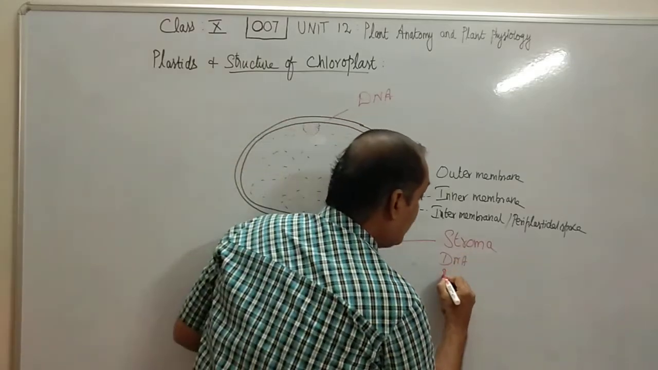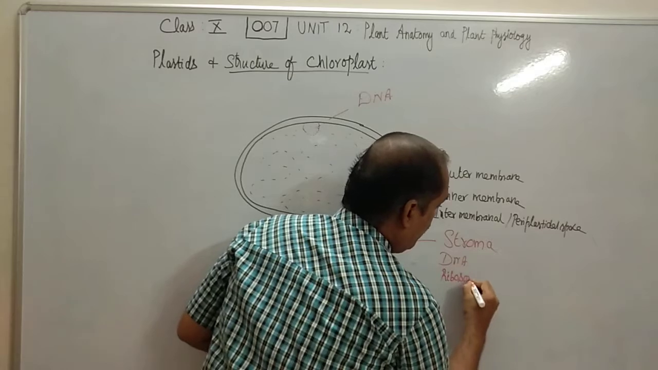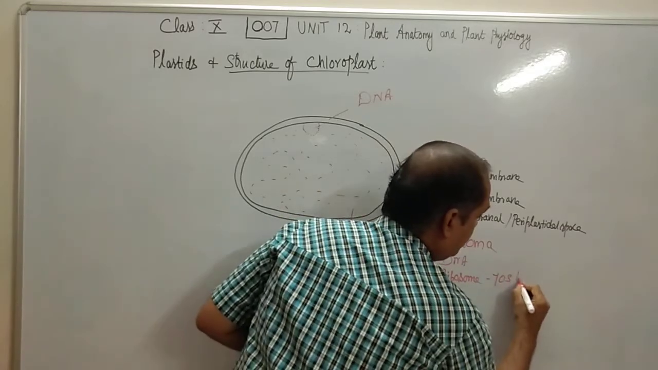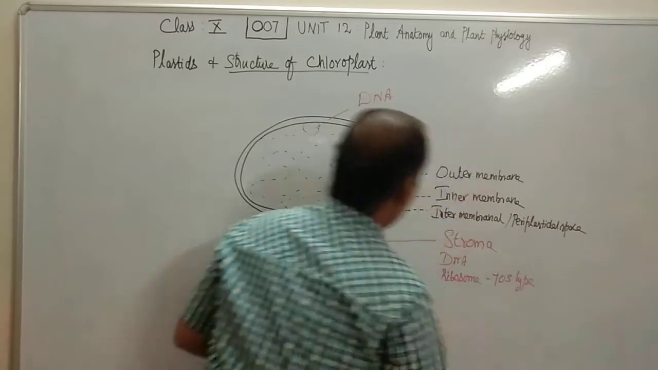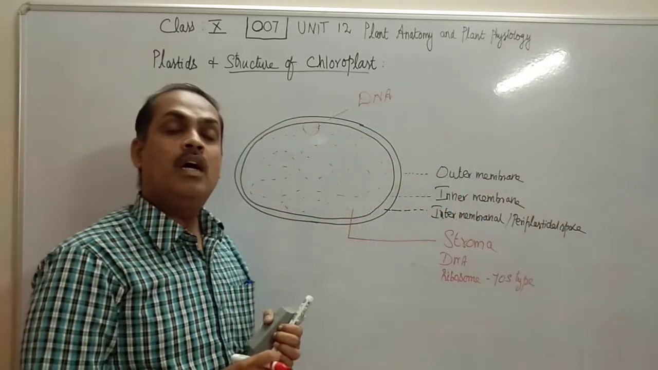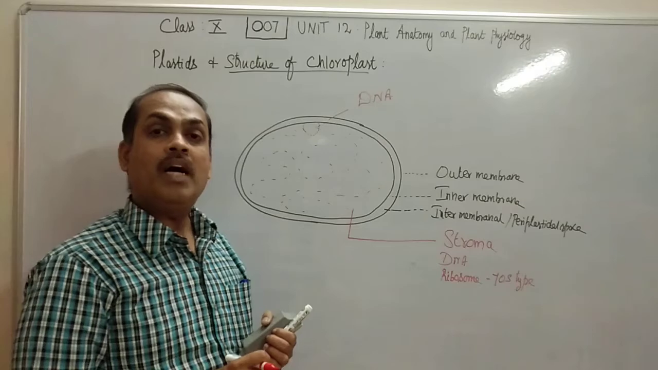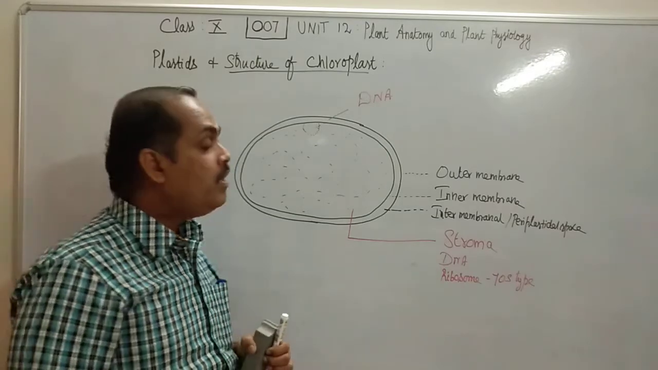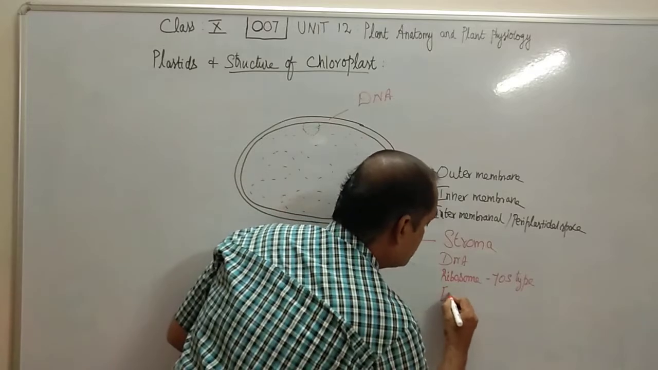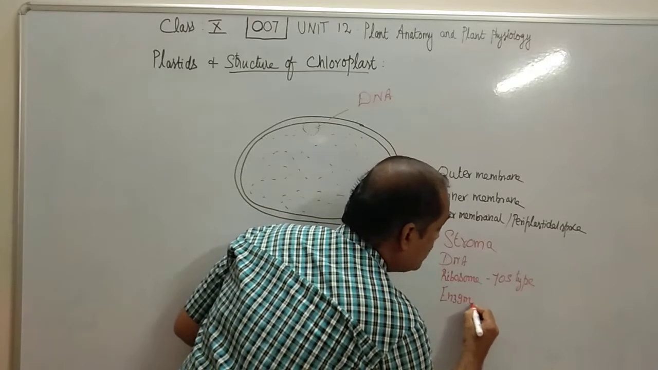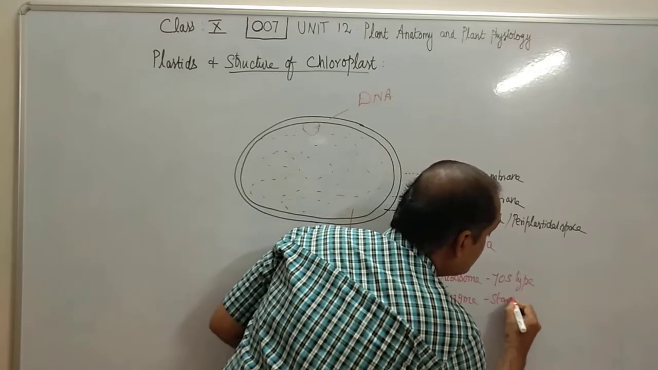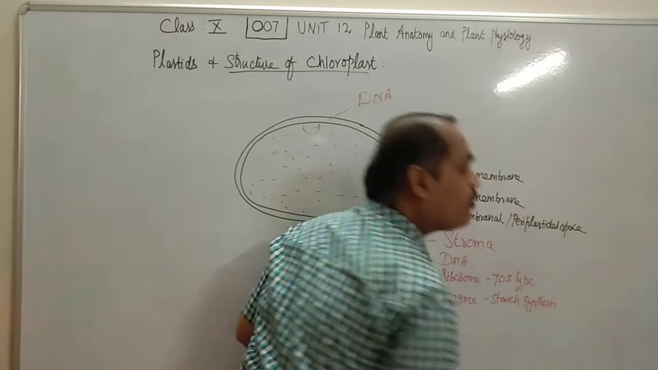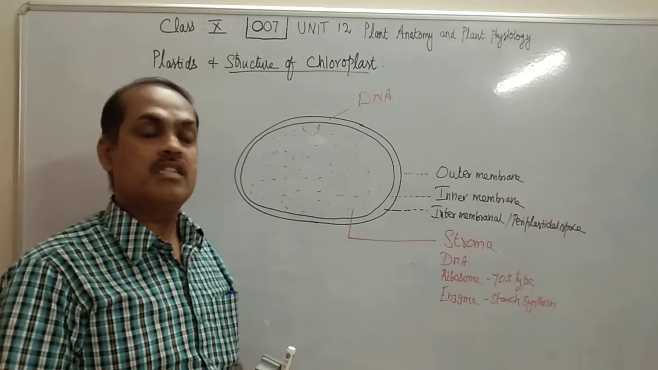They have got ribosomes, and the ribosome is of 70S type. The ribosomes found in chloroplast are called plastidal ribosomes, and they are of 70S type. They also have enzymes necessary for starch synthesis. It is not protein synthesis, but it is starch synthesis.